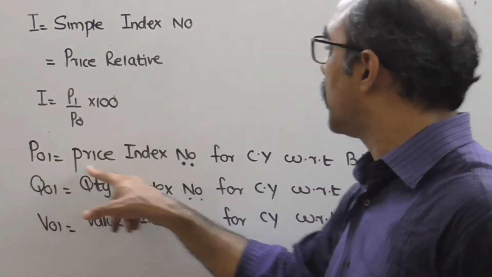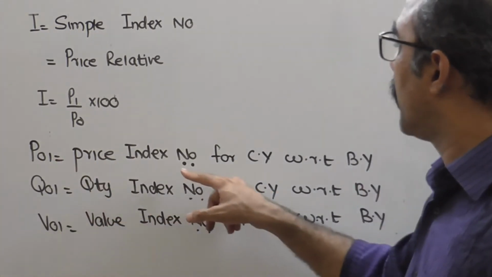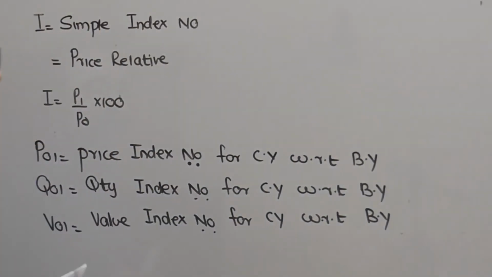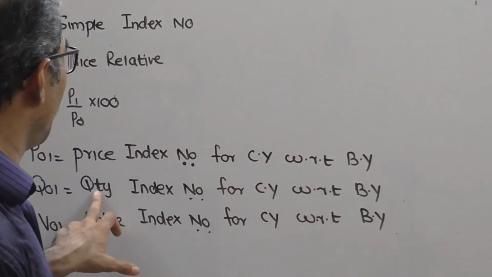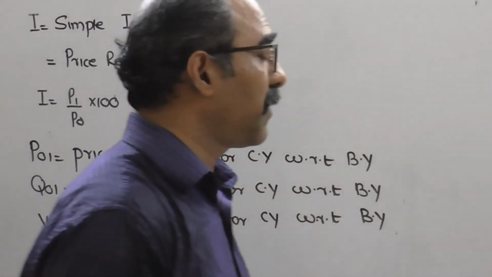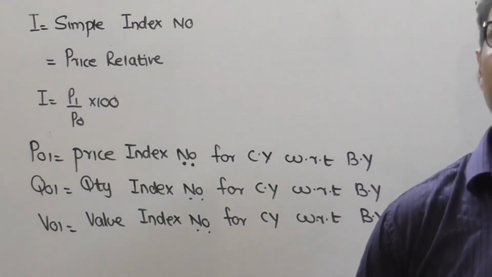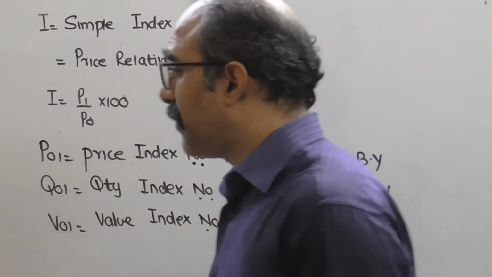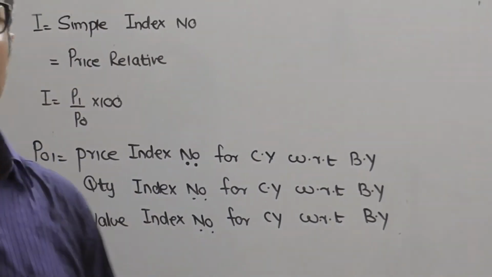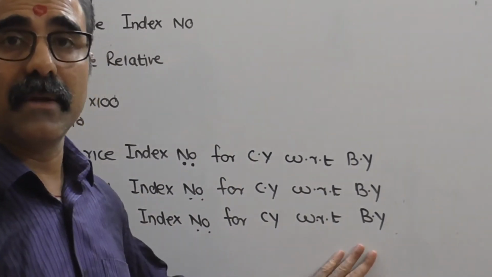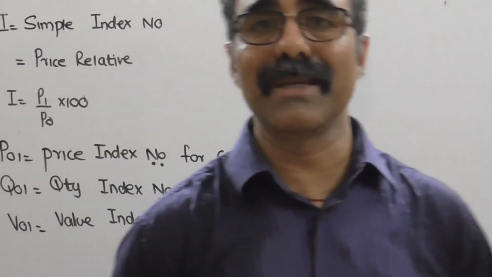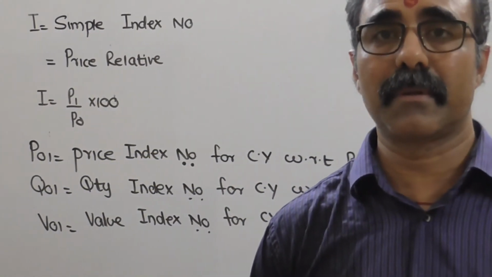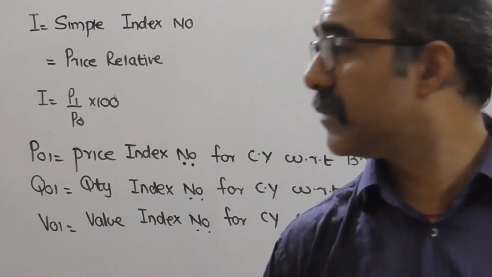So there are certain other terms which you have to remember. P01 is the price index number for the current year with respect to base year. Q01 is the quantity index number for the current year with respect to base year. And V01 is the value index number for the current year with respect to base year. So these are the three index numbers essentially to be used for solving sums in this chapter. Got it? Understood?